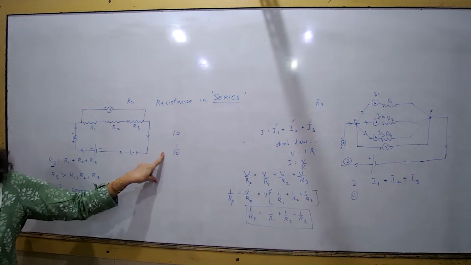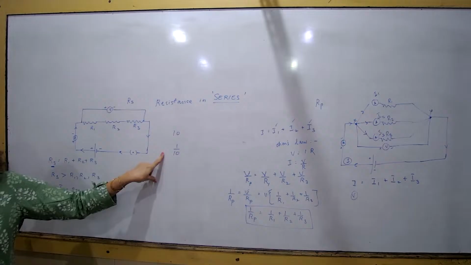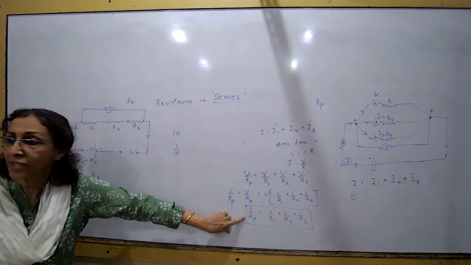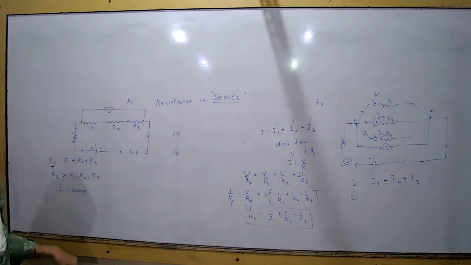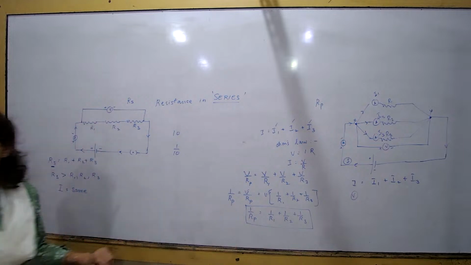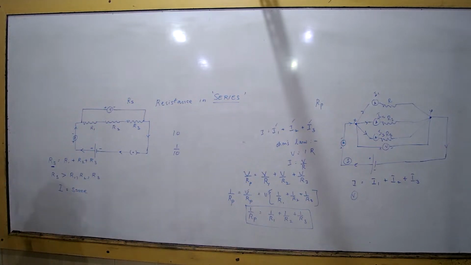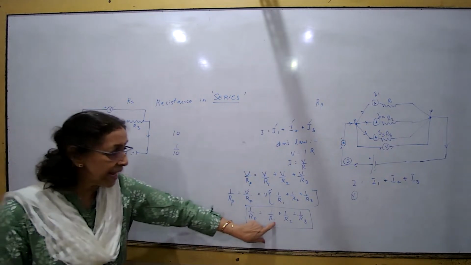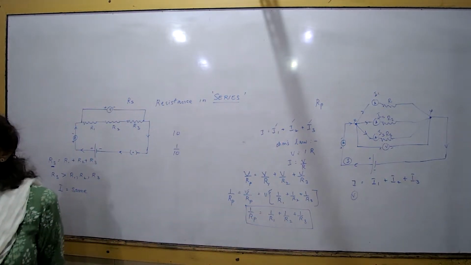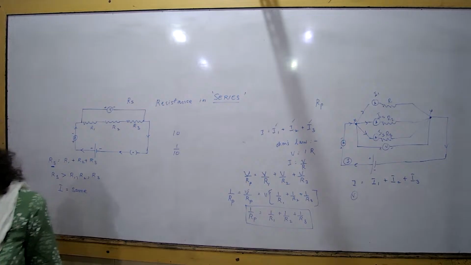1 upon 10 plus 1 upon 5 plus 1 upon 3: will it be the same as 10 plus 5 plus 3? No. You have to do it as 1 upon 10 plus 1 upon 5 plus 1 upon 3, so this value is going to be very, very small. So what is the final conclusion? RP, the equivalent resistance in parallel, will be much smaller than any one of these. I'll give you a sum, and when we do that sum you will understand. Take down the final statement.